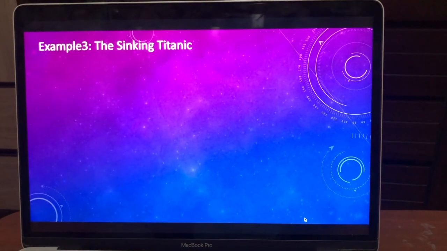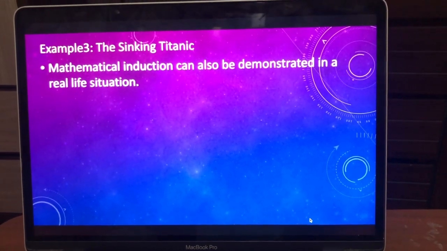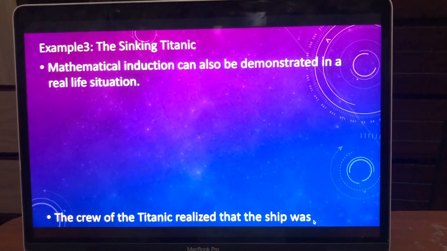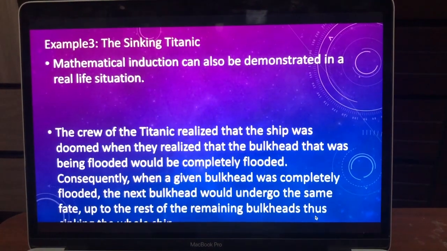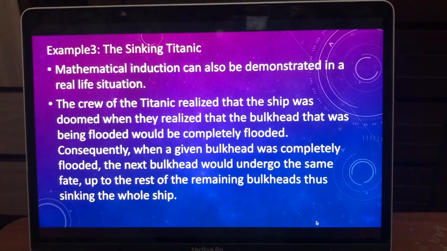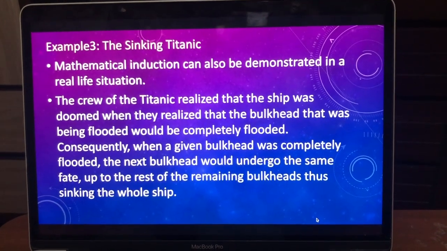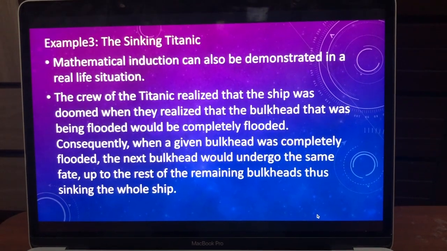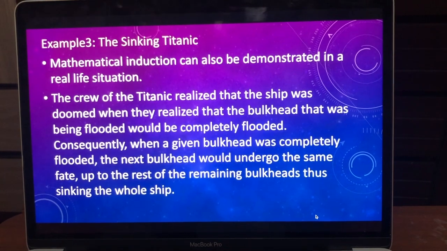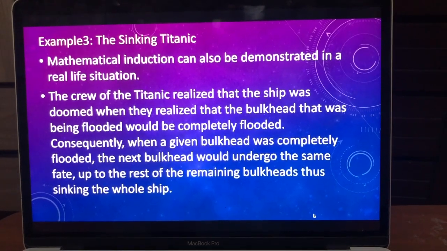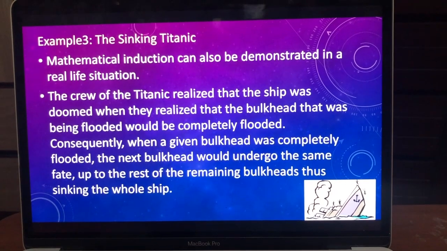Example 3. The sinking Titanic. Mathematical induction can also be demonstrated in a real-life situation. The crew of the Titanic realized that the ship was doomed when they realized that the bulkhead that was being flooded would be completely flooded. Consequently, when a given bulkhead was completely flooded, the next bulkhead would undergo the same fate, after the rest of the remaining bulkheads, thus sinking the whole ship.